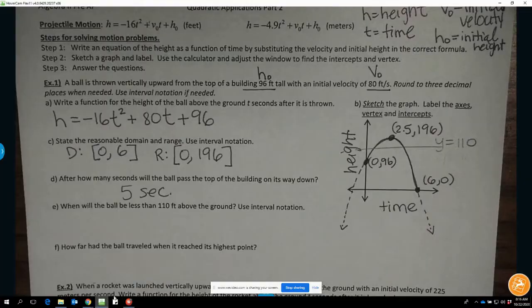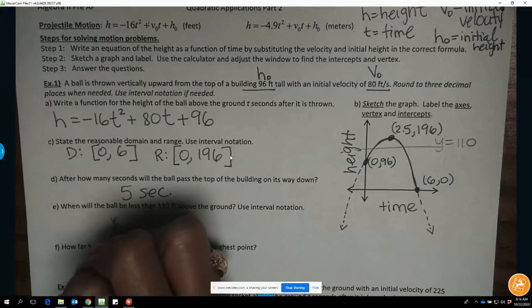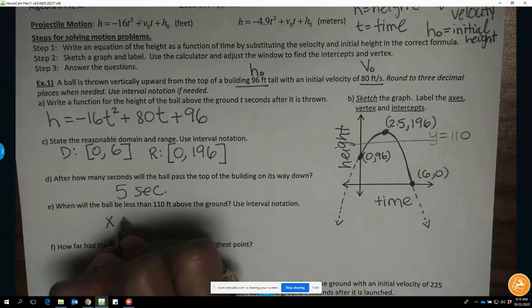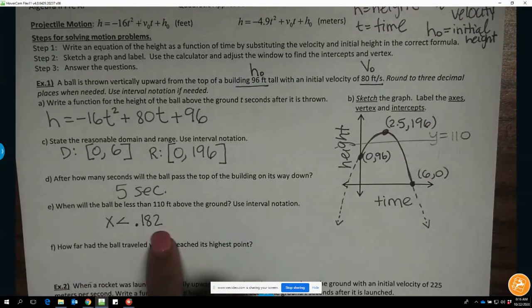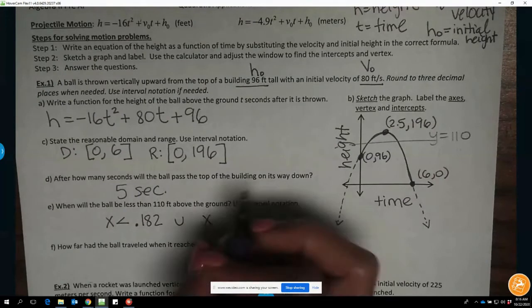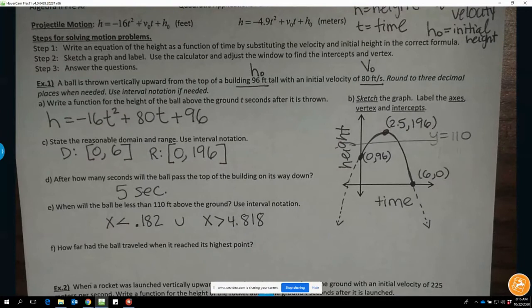So now we need to write that. It says to write it in interval notation, but first, let me just write it in set notation to see if it makes more sense, and then I'll change it to interval. Based on the intersections, the ball is going to be less than 110 feet before the 0.182 seconds, because at 0.182 seconds, it is equal to 110 feet. Or it would also be less than 110 feet after the 4.818 seconds.